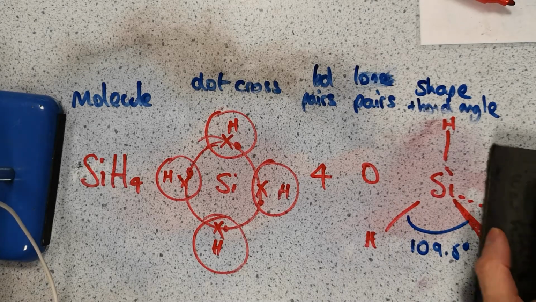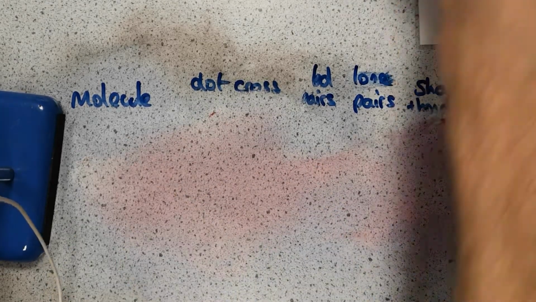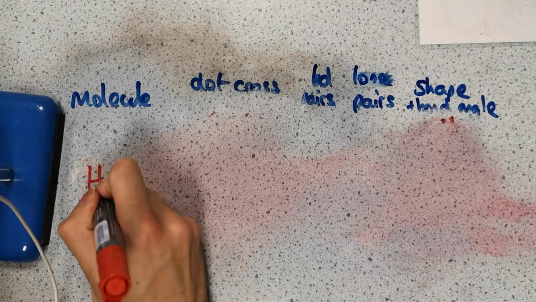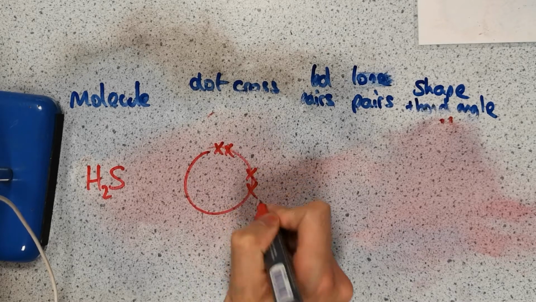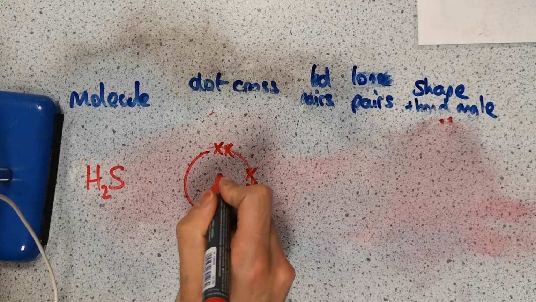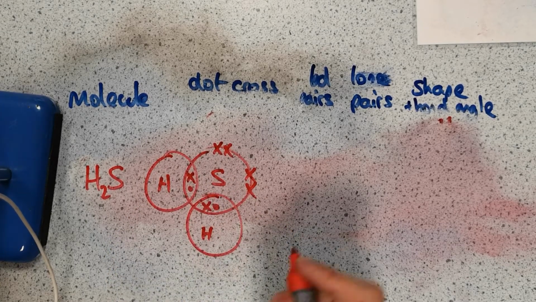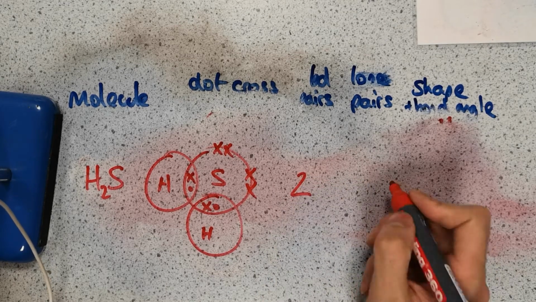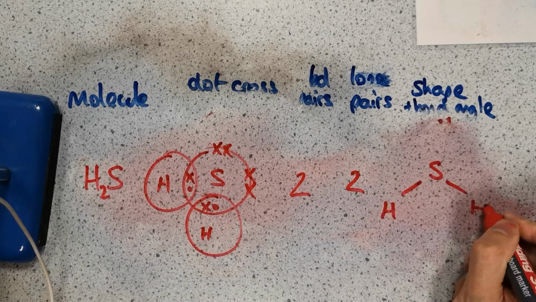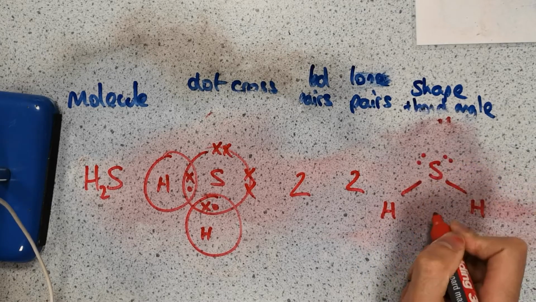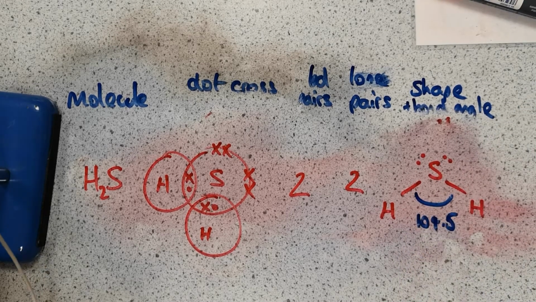Final one, hydrogen sulfide, H2S. H2S is a sulfur, which is in group 6. So 6 electrons in its outer shell. So it forms 2 covalent bonds with hydrogen to get it up to a full outer shell. That has got 2 bonded pairs, 2 lone pairs, and that is going to form a non-linear shape. And the bond angle in this non-linear shape is 104.5. You could call it bent.